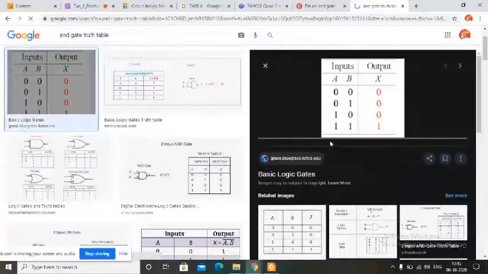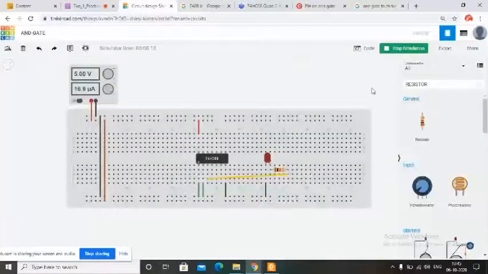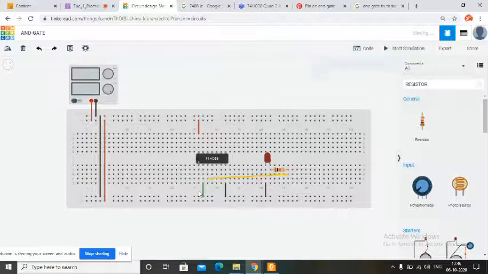This is the truth table of the AND gate, right? For 0 0 it is 0, for 0 1 it is 0, for 1 0 it is 0, and for 1 1 only it will be 1. So at 1 1 the LED should glow, and for the rest of the cases this LED should be off. At this moment both the inputs are 0 0, so it is giving 0 output. Let us try to make it 1.